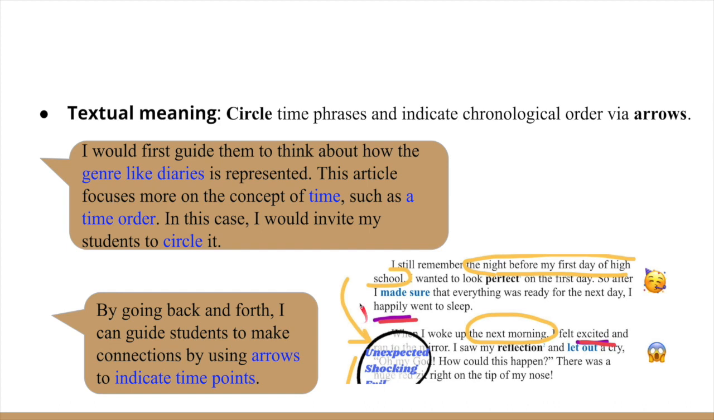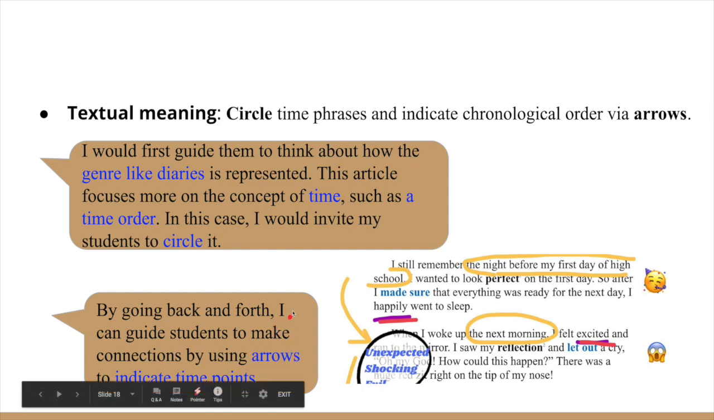As one teacher stated, "I would guide them to think about how the genre like diaries is represented. This article focuses more on the concept of time, such as time order. In this case, I would invite my students to circle it." The same teacher also said, "By going back and forth, I can guide students to make connections by using arrows to indicate time points."